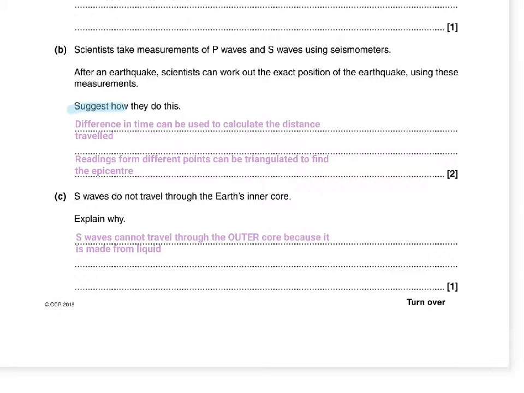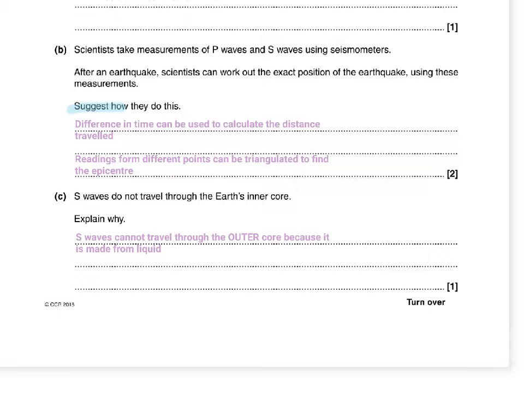Okay, and then to get your extra mark, you obviously have these seismometers at different points on the Earth. They will all receive the same information, all be slightly different, and what you can do is triangulate your data to locate the epicenter of the earthquake. Okay, so that's for your second mark.